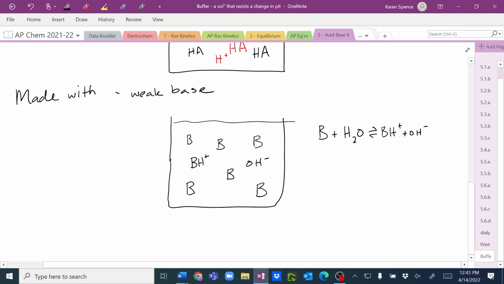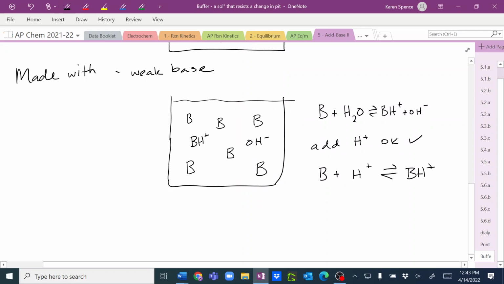So if I add hydrogen to this, what would happen? Would adding hydrogen work? Yeah, adding hydrogen would be okay, right? Because we would have B plus H plus gives BH plus, yes?